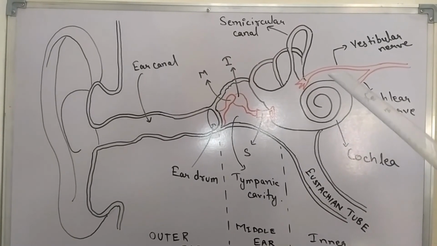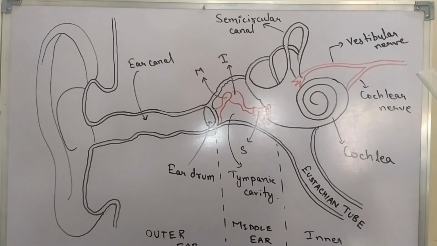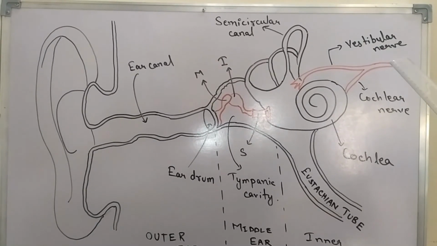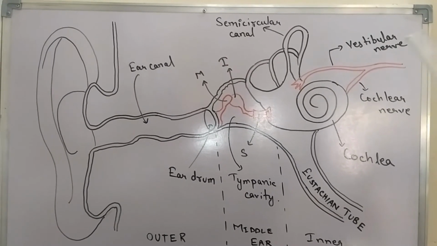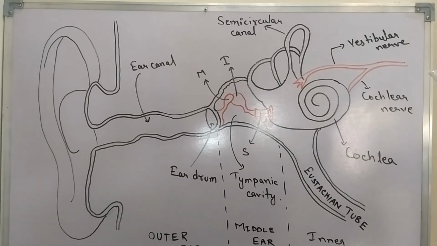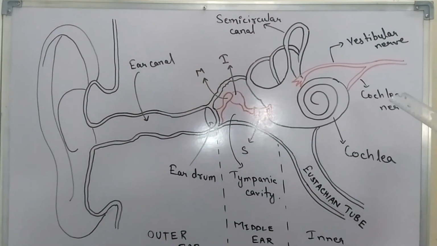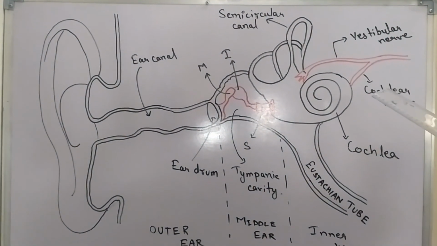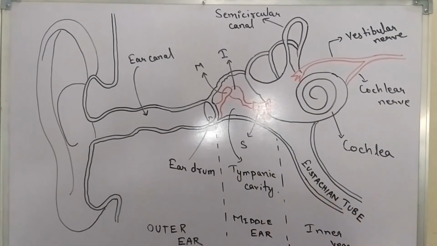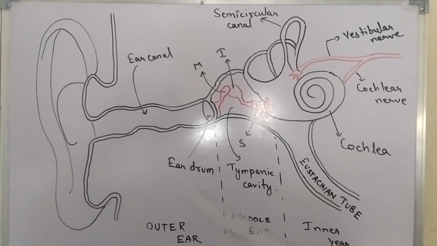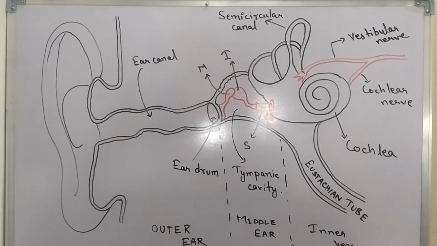Then this nerve impulse is transferred to the auditory nerve, which is made up of the vestibular nerve and cochlear nerve, and then it reaches the auditory cortex region, and then the sound is analyzed and then we understand the sound. So this whole is the structure of the human ear, and I also explained the mechanism of hearing here.